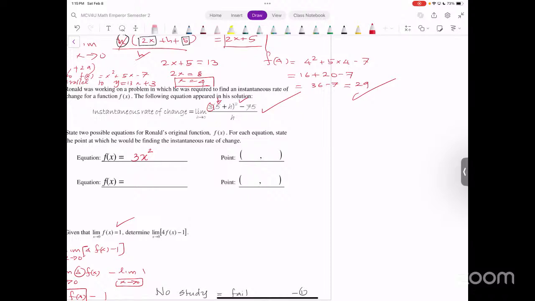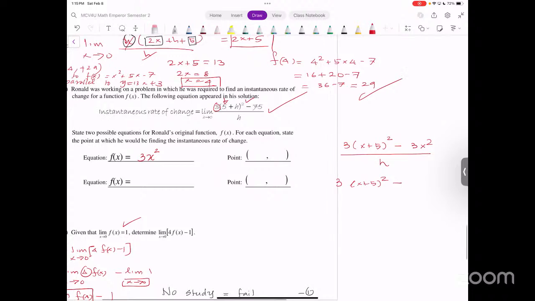So the question here is, if we got 3 times x plus 5 whole thing squared minus 3x squared over h, let's see if that can be simplified to that. So this is going to be 3 times x plus 5 whole thing squared. Now, if you try to find out, 5 squared is 25. 25 times 3 is 75, isn't it? Are you guys following that?